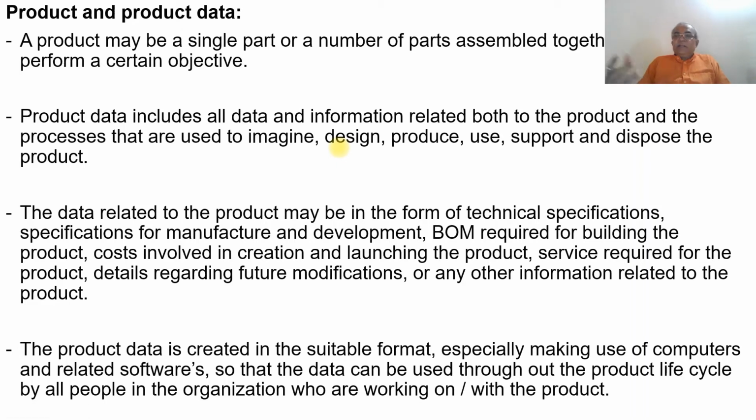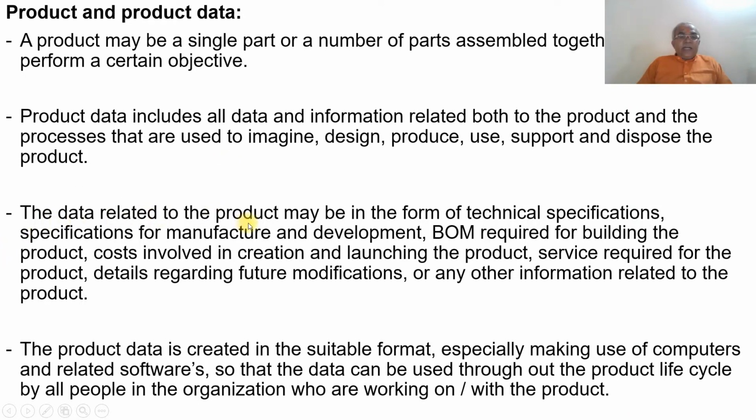And those product data can be analyzed through the imagination, that is the conceptualization. Then comes the design, that is the detailed design, which may include the assembly drawings and then the part drawings. Then produce, that means you need to manufacture those parts, maybe a single part or multiple parts. Then use, how to use those things. And support, this is the technical support as well as the promotional support and the marketing support. And dispose the product to the market.